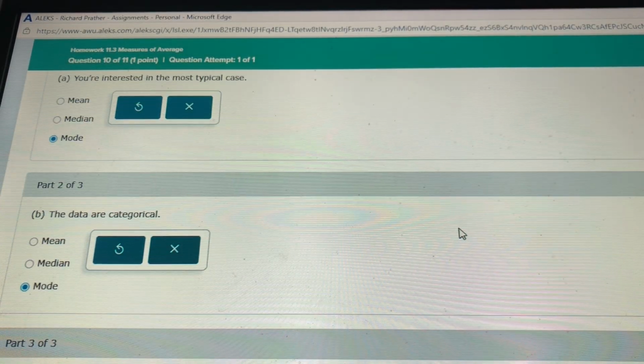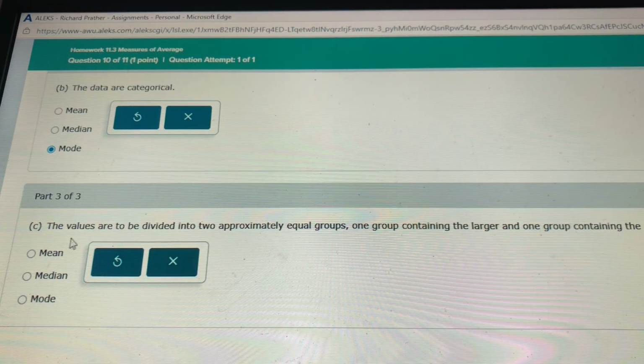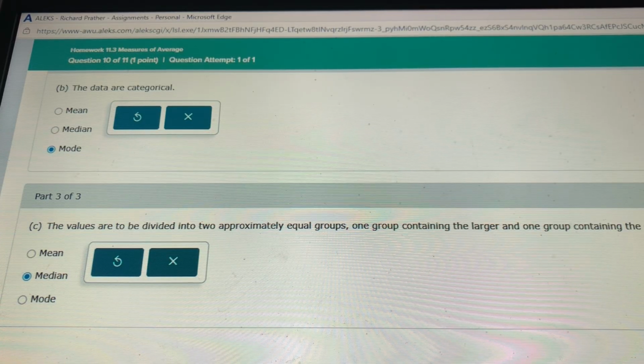Categorical data. The values that would be divided into two approximately equal groups, one group containing the larger and one group containing the smaller. So that should be the median. The median is where you have the lowest one separated from the highest, and you try to grab the one in the middle.